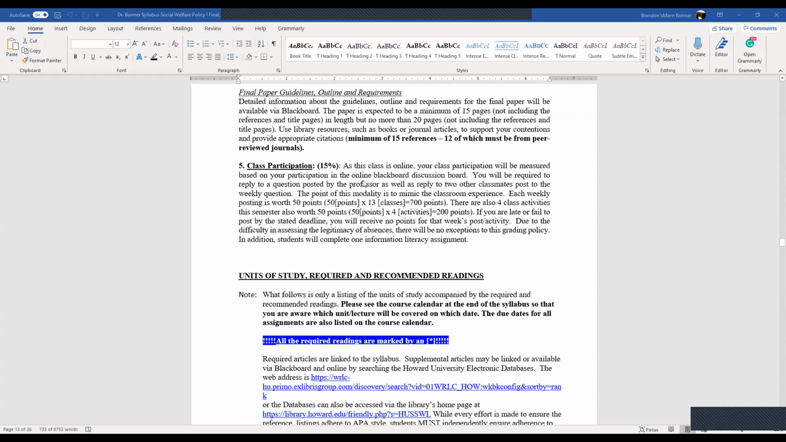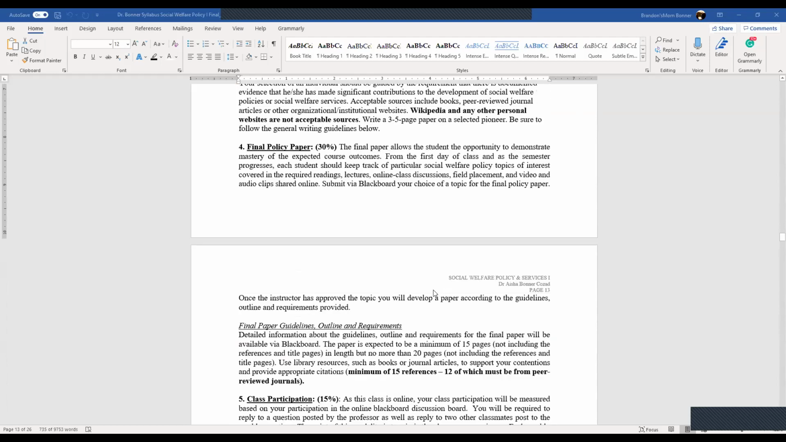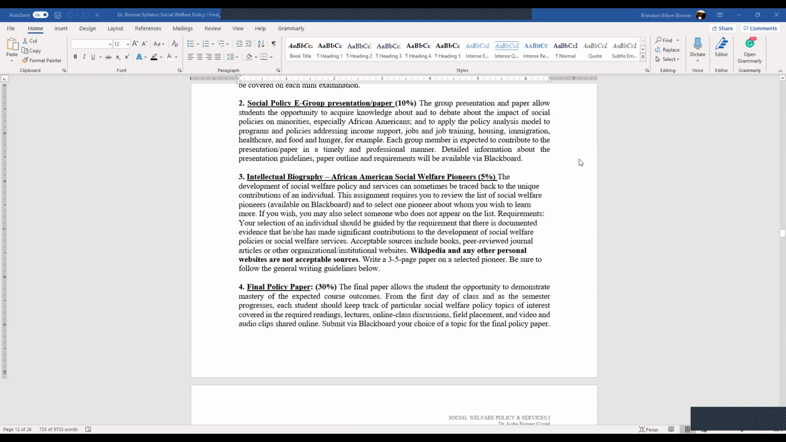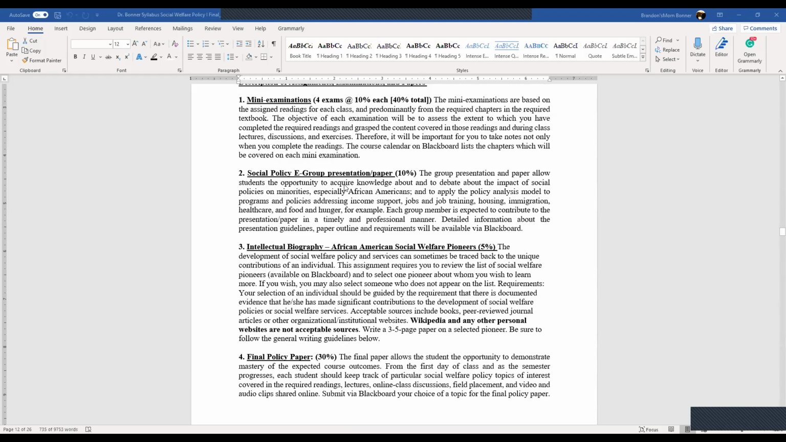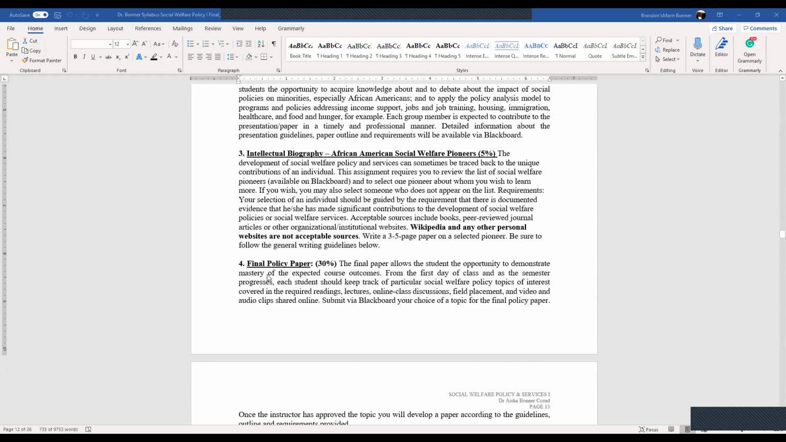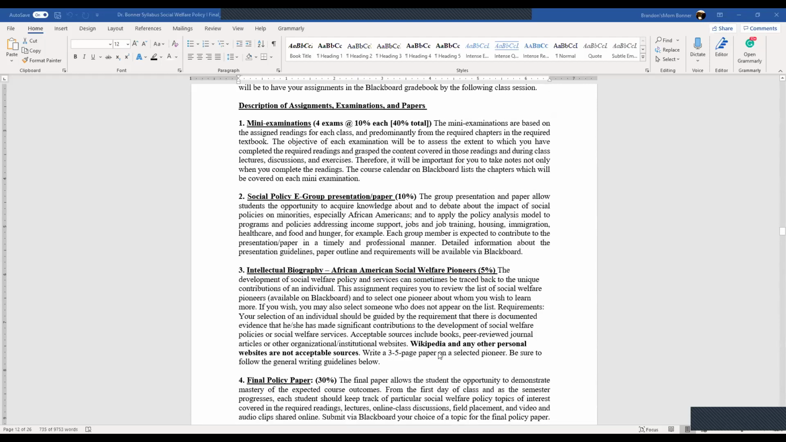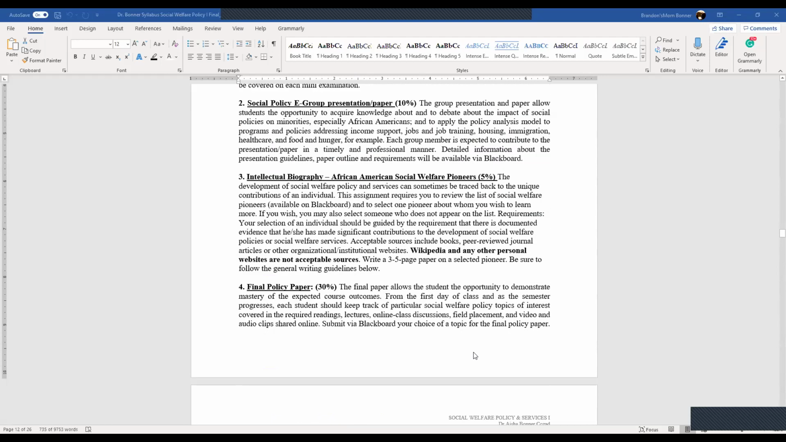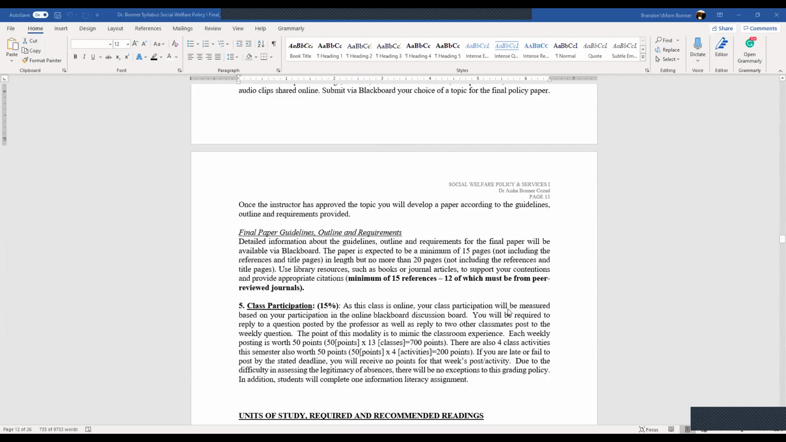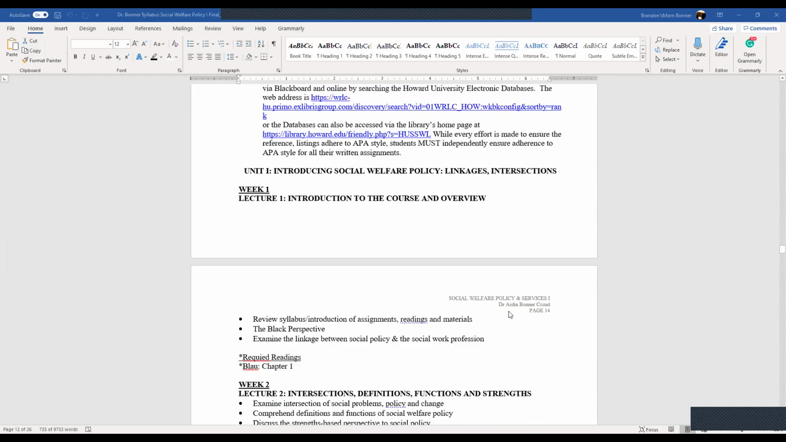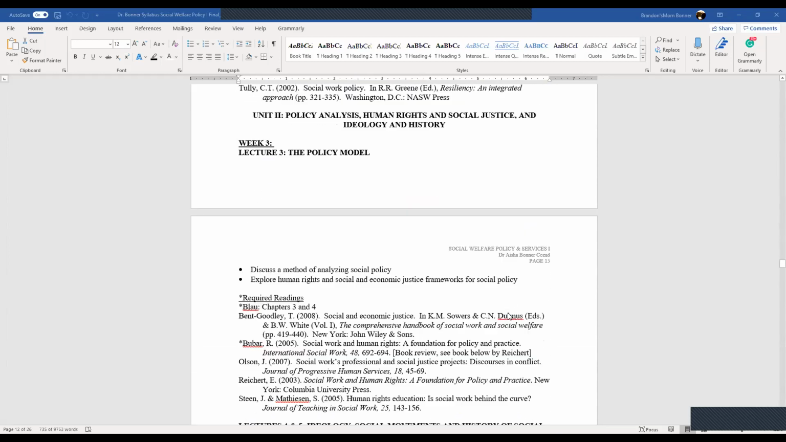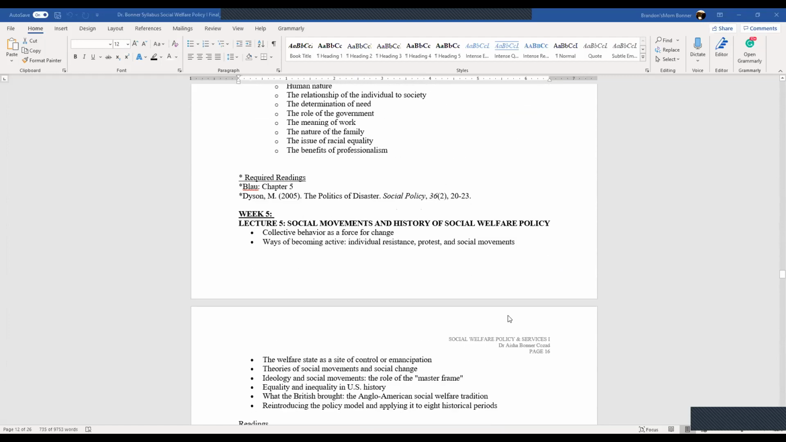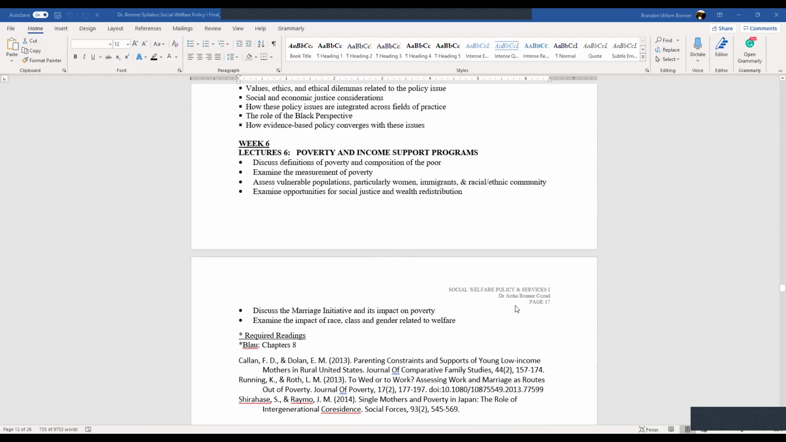So here, just some expanded descriptions of the various assignments. This is also online, and there's more information online as well, some individual write-ups with more specific information. So don't use this necessarily as your guide. For instance, the intellectual biography, the social policy, group work, and the final paper all have additional information online for you to look at.